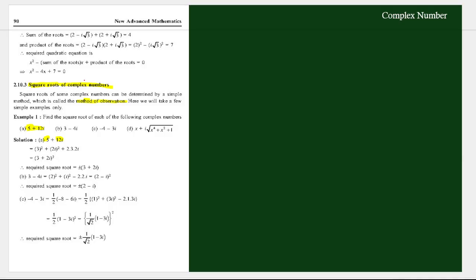We have got a square plus 2ab plus b square. Now this 2ab will be our 12i. Now if this will be our b, then b square will have i square, and obviously i square is minus.